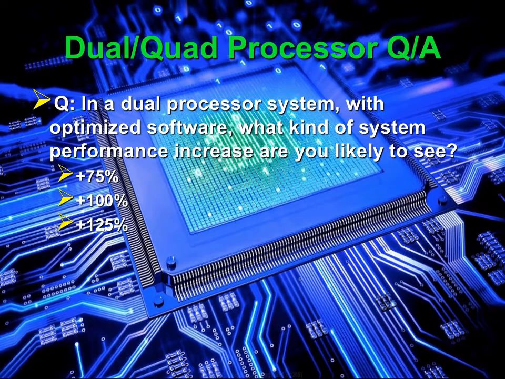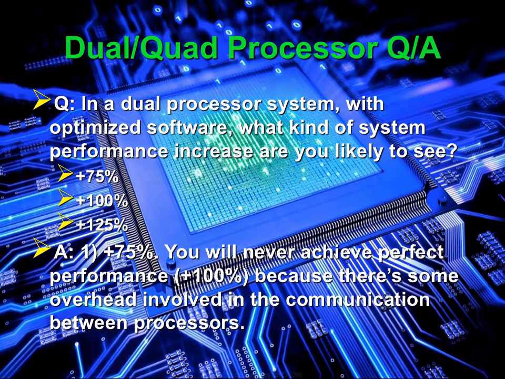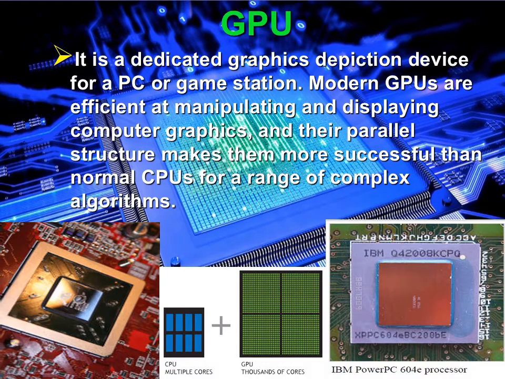And next is dual and quad processor Q and A. In a dual processor system with optimized software, what kind of system performance increase would you like to see? 75%, 100%, or 125%? In a dual processor, you will never achieve perfect performance of 100%, because there is some overhead involved in the communication between processors.